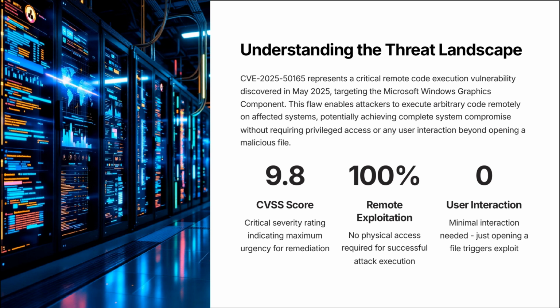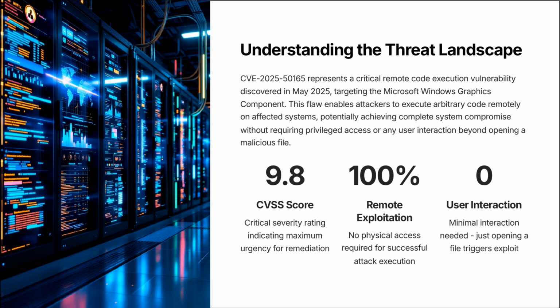All right, let's delve into the threat landscape of CVE-2025-50165. This is a critical remote code execution vulnerability that was discovered in May 2025. The vulnerability specifically targets the Microsoft Windows graphics component. This flaw is particularly dangerous as it allows attackers to execute arbitrary code remotely on the affected systems. The level of access that attackers can potentially gain is complete system compromise. What's more alarming is that they don't require any privileged access or user interaction beyond opening a malicious file. This makes the vulnerability all the more threatening.